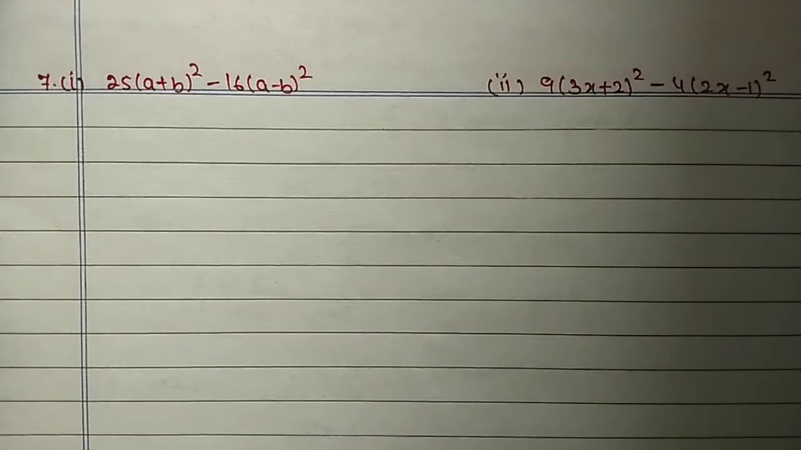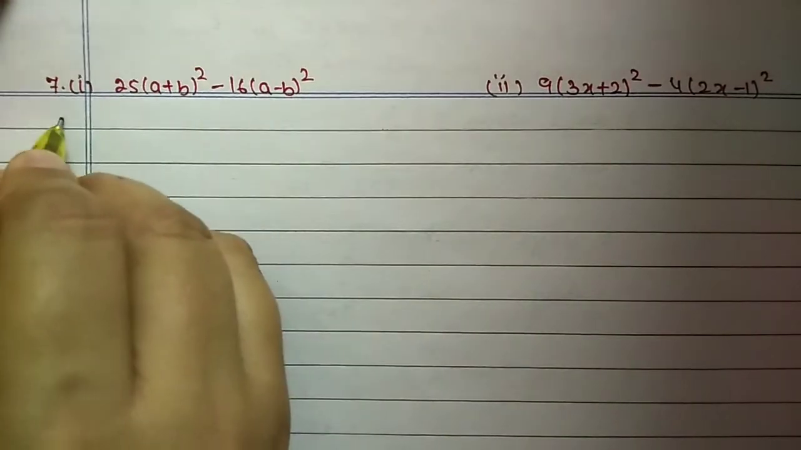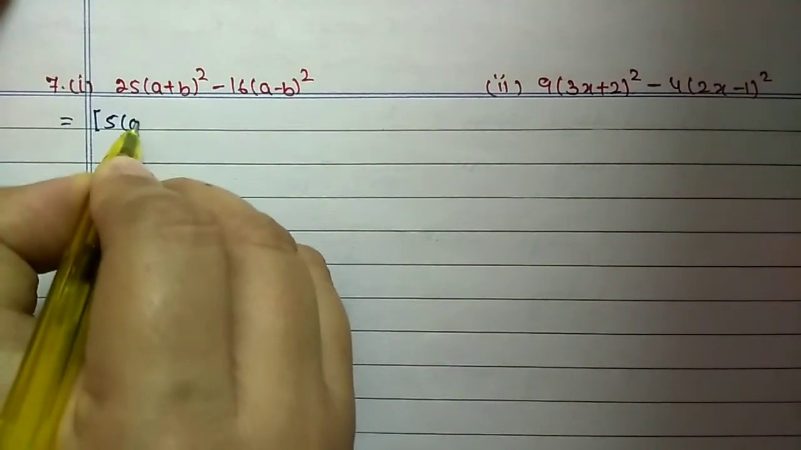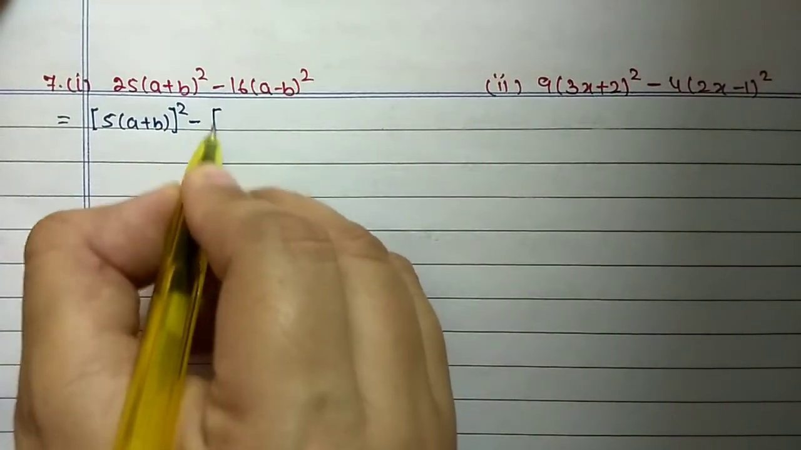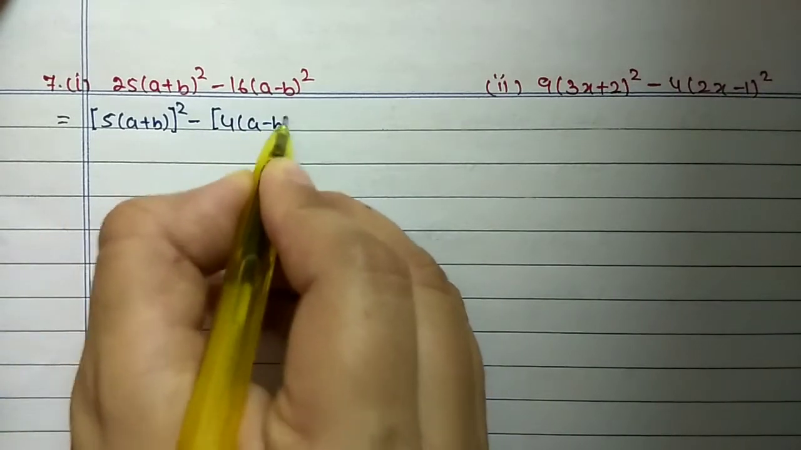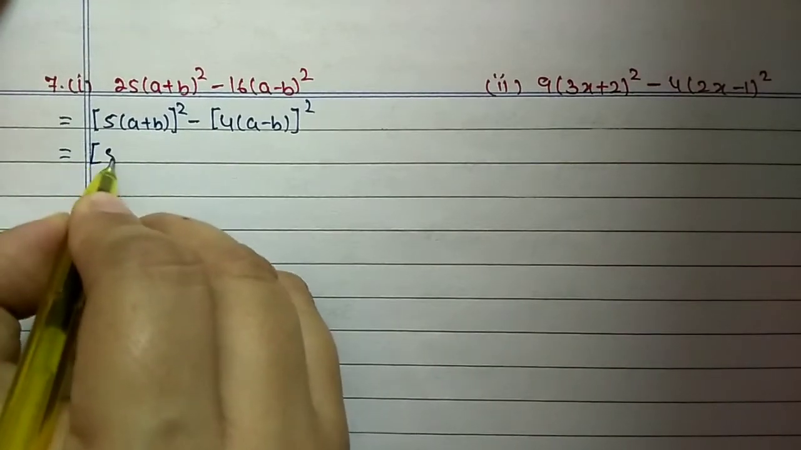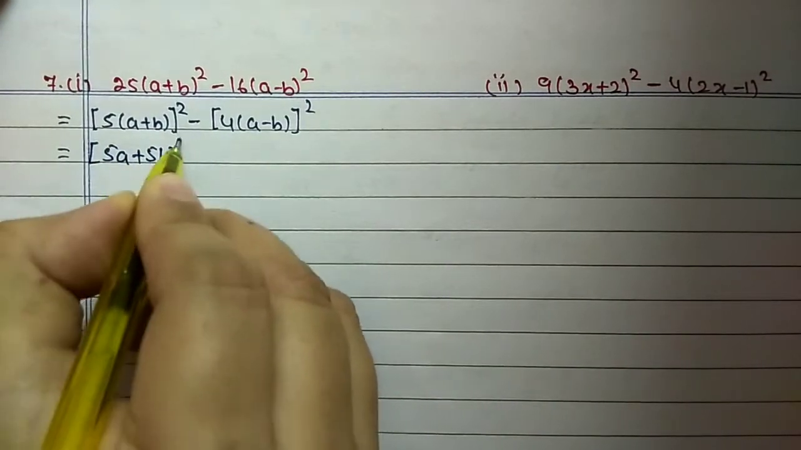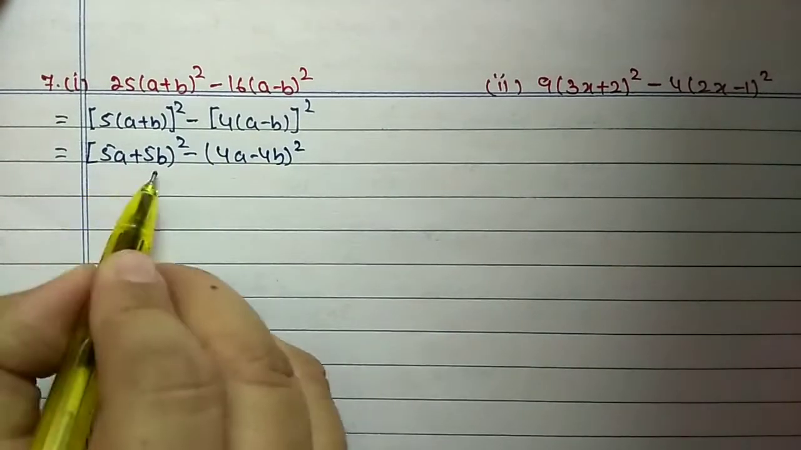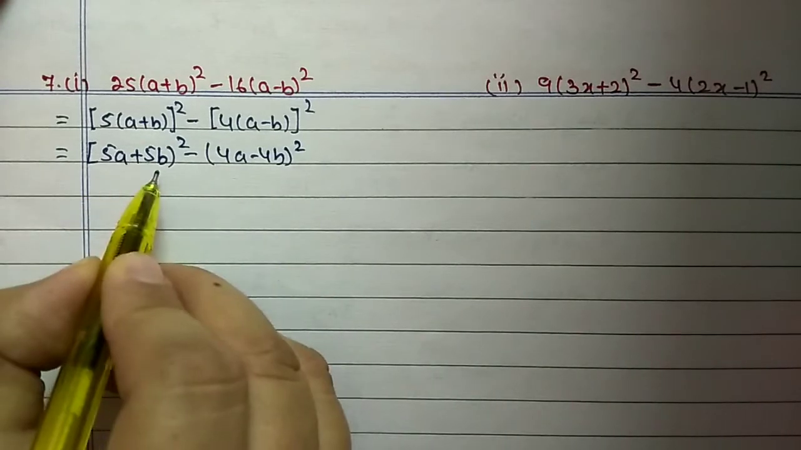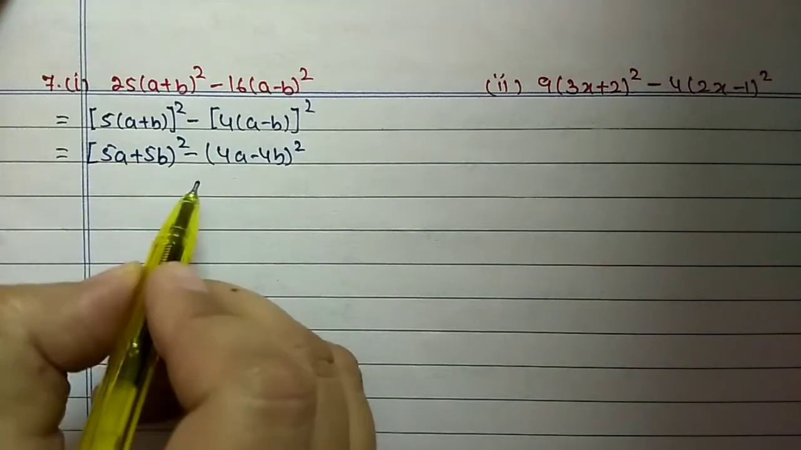Next is seventh, first part: 25 (a + b) whole square minus 16 (a − b) whole square. So this we can write as (5(a + b)) whole square, and this another term we can write as (4(a − b)) whole square. So first multiply this 5 and 4 inside the bracket. You will get (5a + 5b) whole square minus (4a − 4b) whole square. So a square minus b square. First whole bracket you have to treat as a and this one as b. A square minus b square is (a plus b), (a minus b).